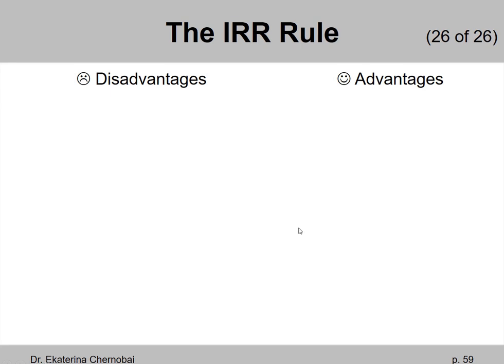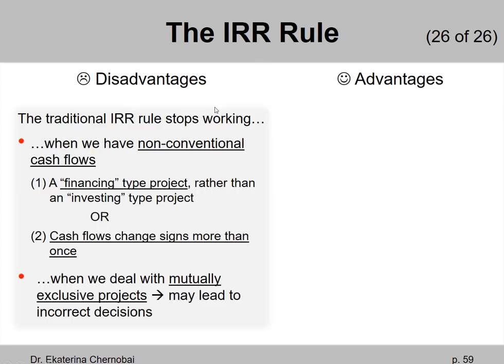Let's summarize the disadvantages and the advantages of the internal rate of return approach. We saw that the IRR rule stops working when we are dealing with non-conventional cash flows. For example, a financing type project where cash inflow is followed by cash outflows, rather than the other way around, which is what investing type projects are.